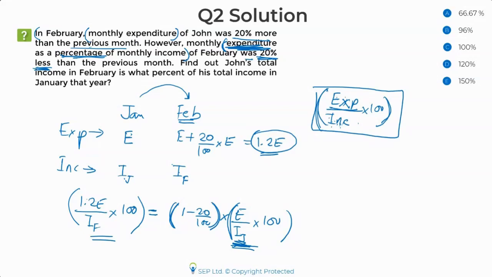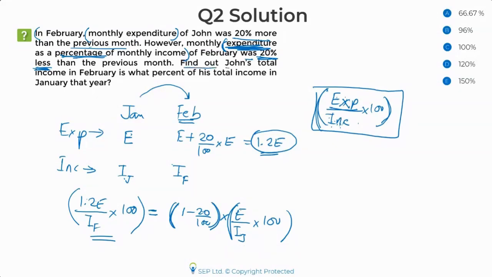And since I was talking about 20% less, that is why I wrote 1 minus 20 by 100, because I need to decrease it by 20%. But I won't solve it. Notice that I will not solve it. What I'm going to do is see what I exactly need to find out. I'm not going to solve it just like this. So I'll see what I'm looking for.